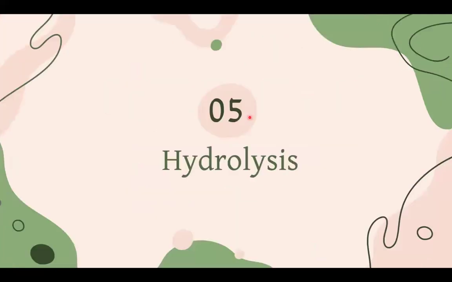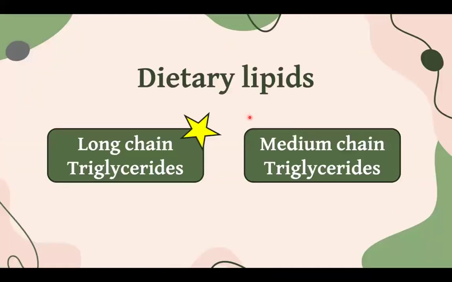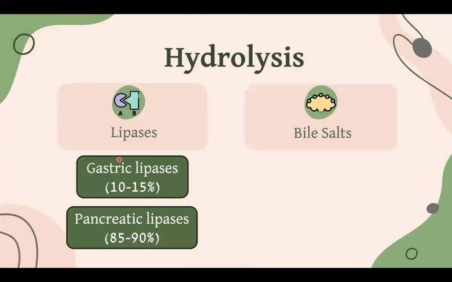Okay. Now, once we have bile getting secreted, we know they act on lipids, they break them down and absorb them, right? Let's see how that happened. Okay, so we have two types of dietary lipids, long-chain triglycerides and medium-chain triglycerides. The long chain is the more important one here because it's more available. Okay, so the two things you need to hydrolyze lipid are lipases and bile salts. We have two types of lipases, gastric lipases and pancreatic lipases. Pancreatic ones are the more important ones. They work much more on lipids.